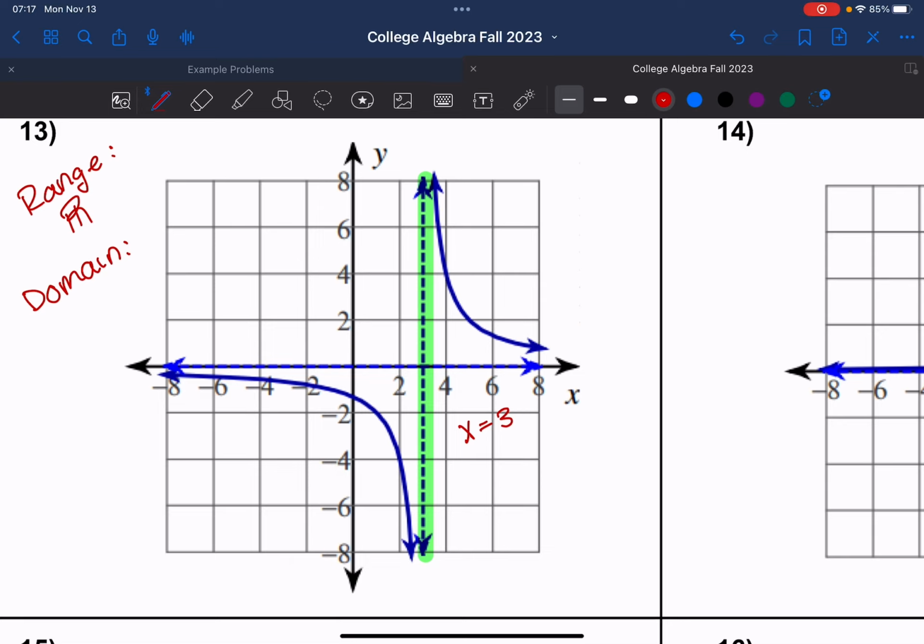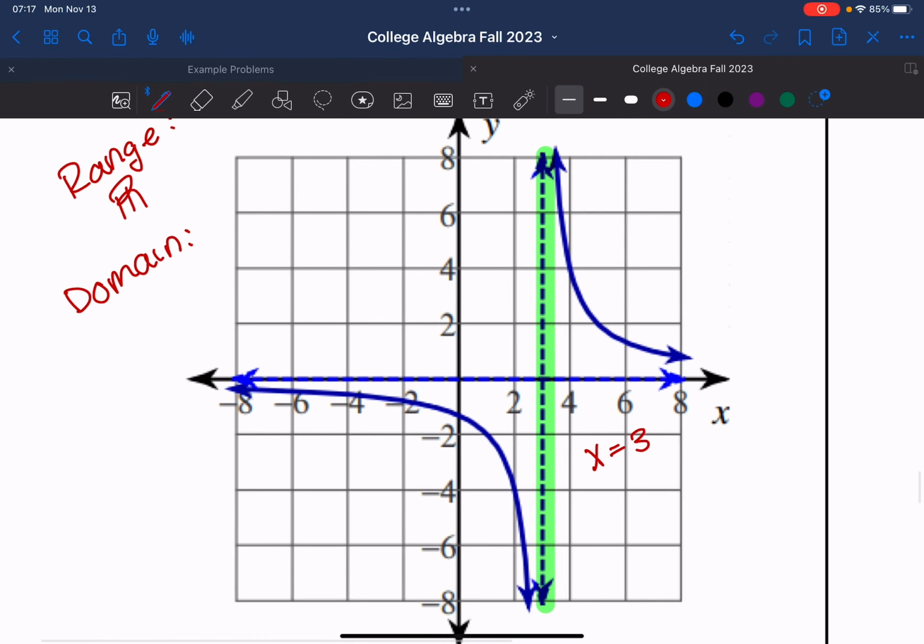So when we write the domain, we're going to have to write it with those unions. Okay, and I believe we did this back in the beginning of the semester. So we know it's going to be negative infinity to 3. It's a parenthesis because it's not included. Union, parentheses 3 to positive infinity. So that means it's all numbers on this graph except when x equals 3.